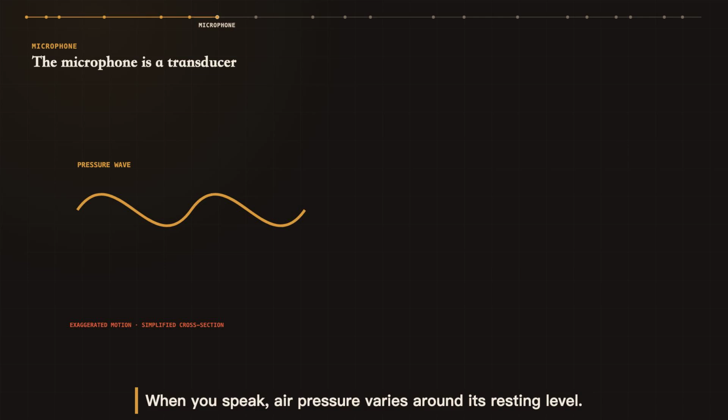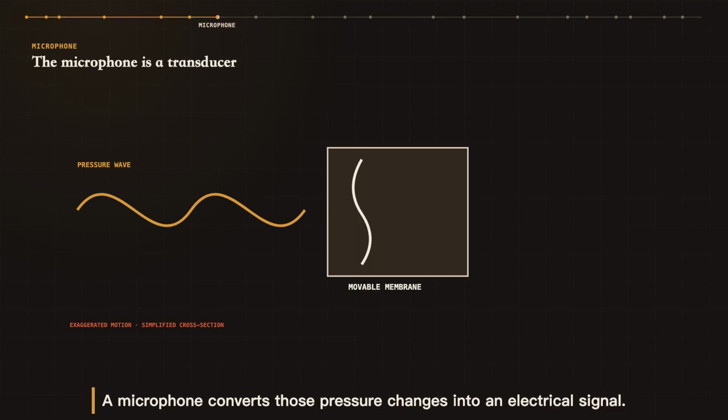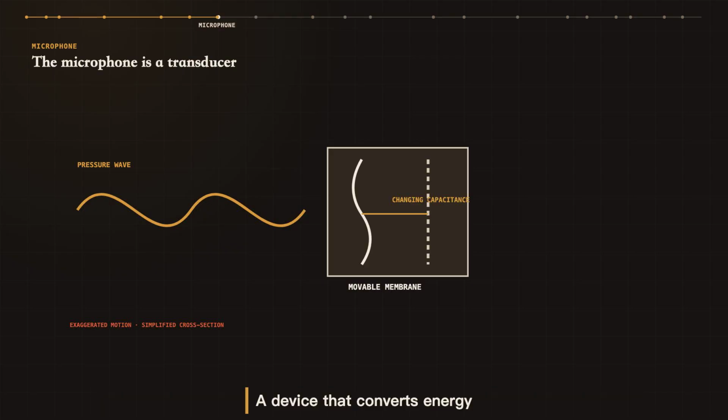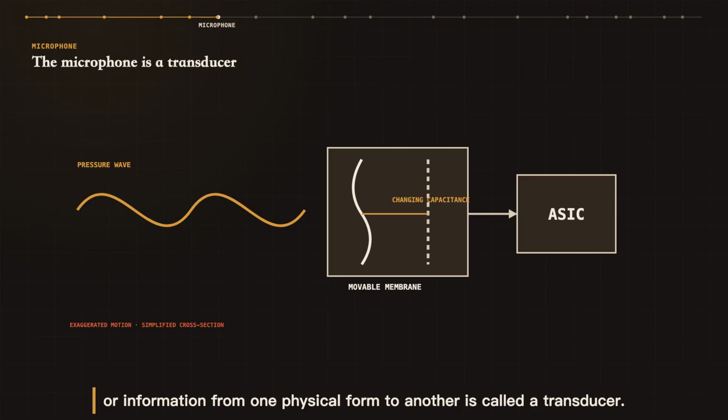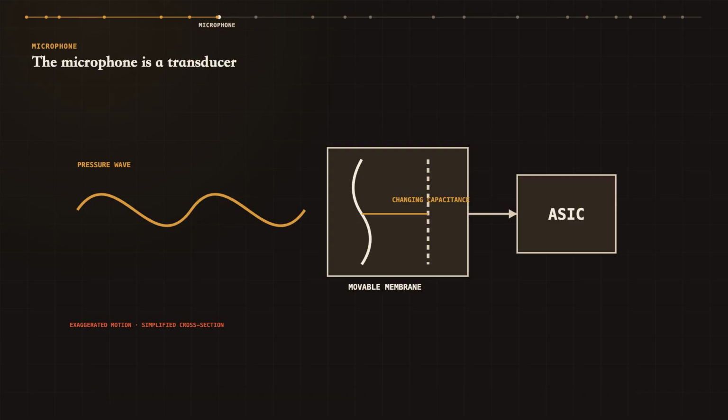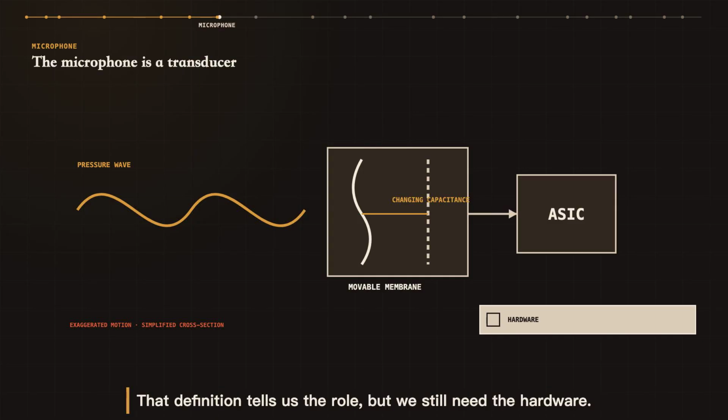When you speak, air pressure varies around its resting level. A microphone converts those pressure changes into an electrical signal. A device that converts energy or information from one physical form to another is called a transducer. That definition tells us the role, but we still need the hardware.